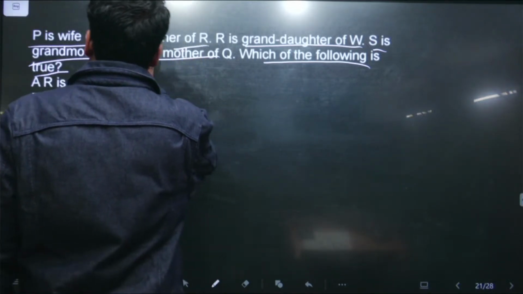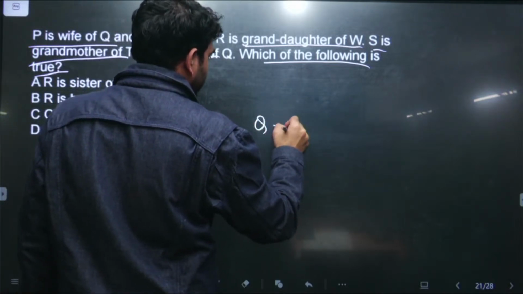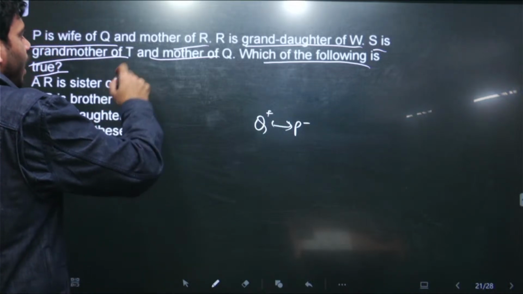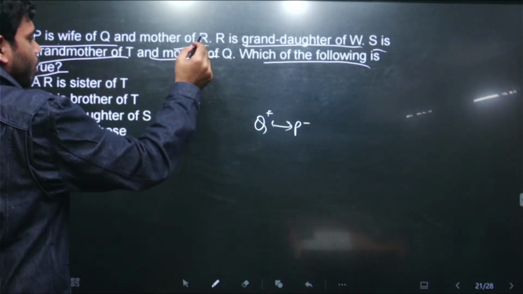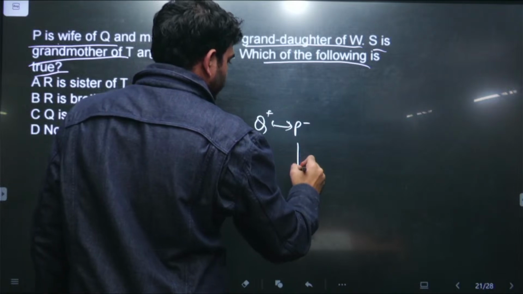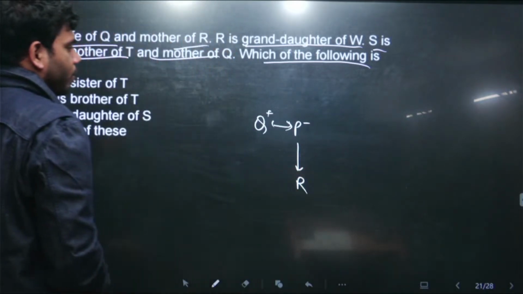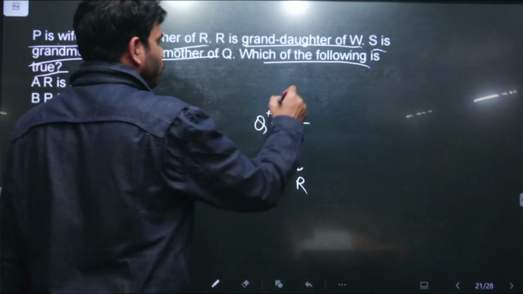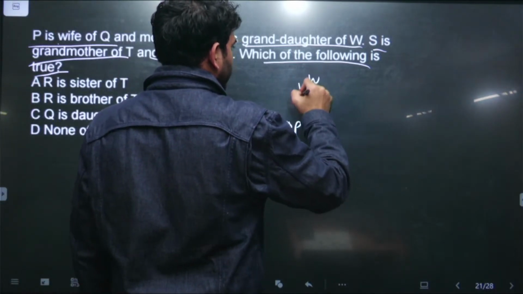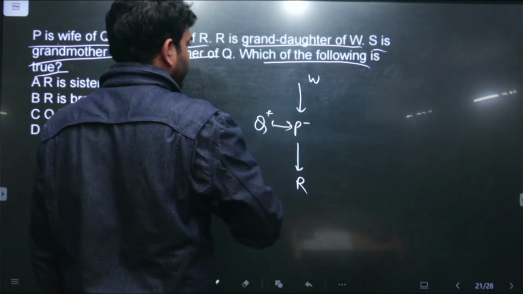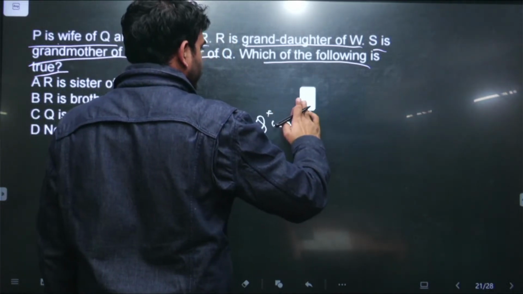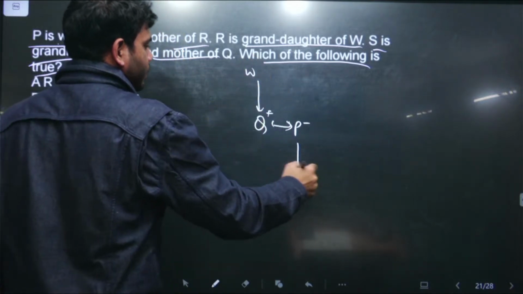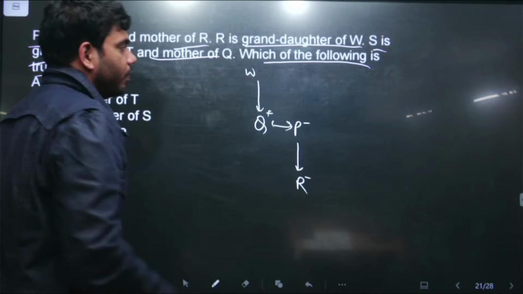P is the wife of Q. So Q is the husband, P is the wife. We made this first. Then he's saying and mother of R. P is mother of R. That is done. Then he is saying R is a granddaughter of W. Granddaughter means, if this is the daughter, then it will be like this. And since R is the granddaughter, it means the gender of R is female.